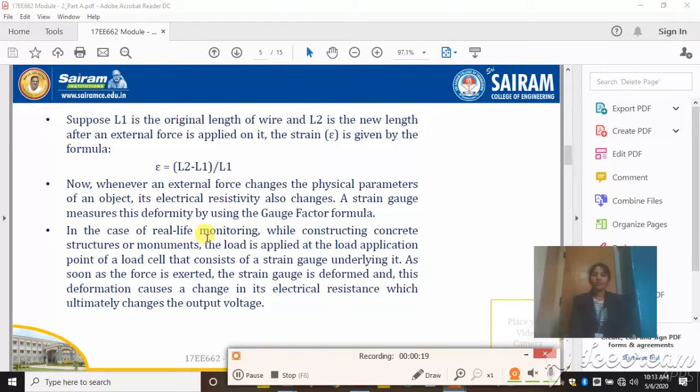In a real-life monitoring system, when you construct a concrete structure or monuments, the load is applied at a load application point, with a load cell that has a strain gauge underlying it. It means that we need to identify the exact amount of force or pressure given to the stationary object. As soon as the force is exerted, the strain gauge is deformed, and this deformation causes a change in your electrical resistance, which ultimately changes your output voltage.